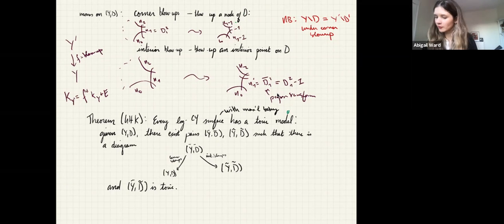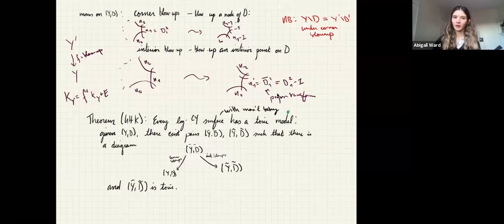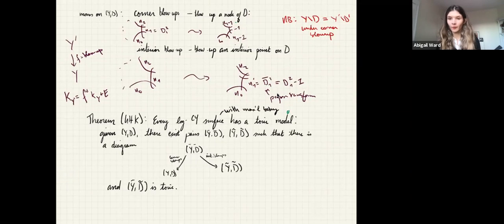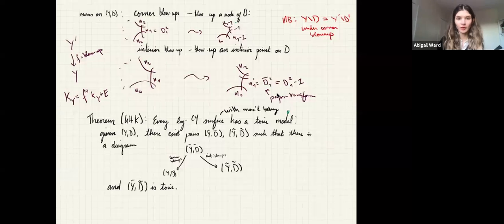Okay, so this theorem that every log Calabi-Yau surface with maximal boundary has a toric model is key to the mirror constructions of Gross-Hacking-Keel and also Hacking-Keating. Essentially the philosophy is that we understand mirror symmetry for toric varieties pretty well, and you hope to modify the story for mirror symmetry for this toric pair Y tilde D tilde, to obtain some sort of mirror space to your YD.